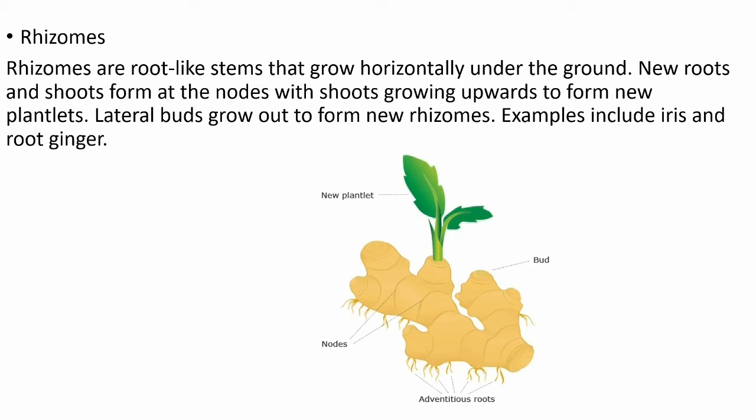Then the rhizomes. Rhizomes are root-like stems that grow horizontally under the ground, like that of what? The ginger. New roots and shoots form at the nodes, with the shoot growing upward to form a new plantlet, that is a smaller plant. Then the lateral buds grow out to form new rhizome. Examples include the iris and the root ginger.